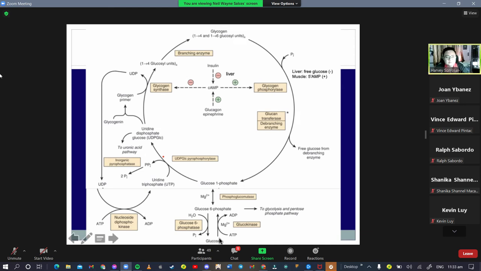Glucose, yes. So how about the role of insulin? How does it affect, compared to your glucagon and epinephrine, the formation of your glycogen?